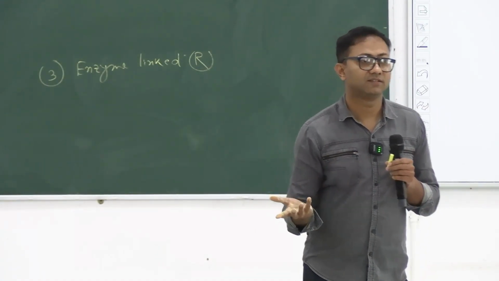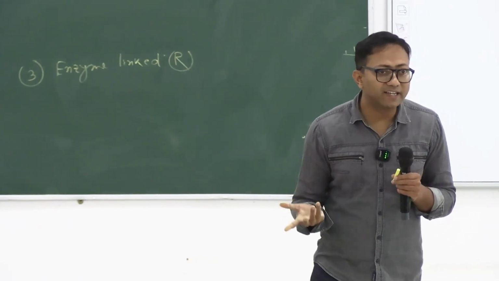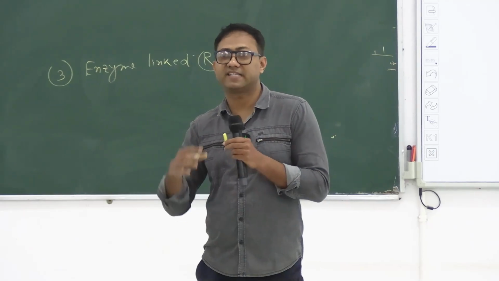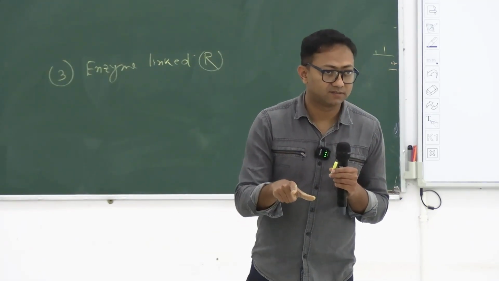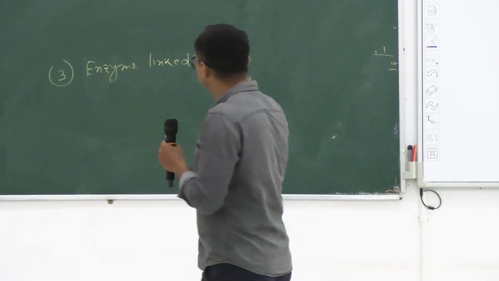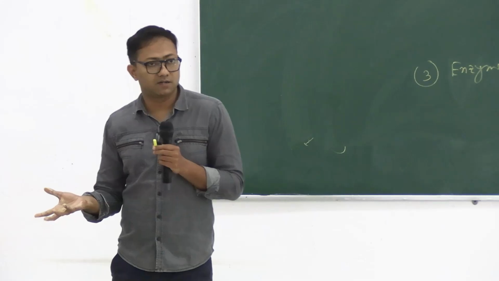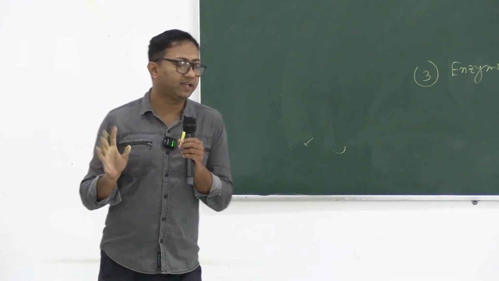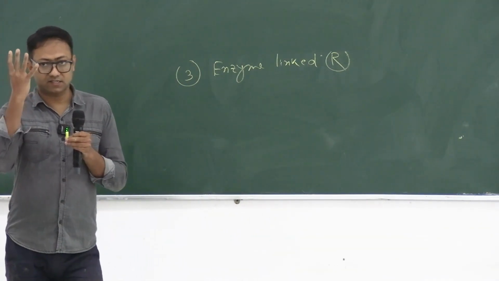Tell me. Insulin, yes, insulin. The receptor of insulin, the same receptor is also an enzyme. Which enzyme? Tyrosine kinase. So under enzyme linked receptor, all the receptors are receptors primarily, but they are also enzymes. So classify enzyme linked receptor under categories.